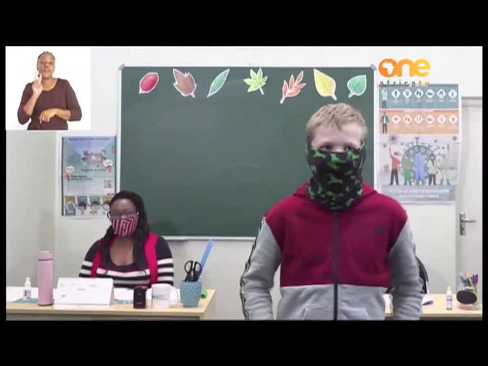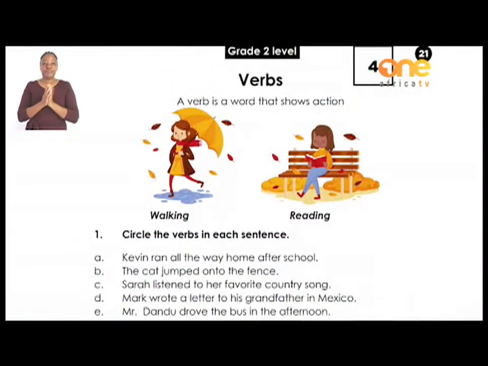So, let us take a look back at our exercise. We have the words that are meant to be circled in each sentence. Now that we know what actions are and what verbs are, let's take a look at A. Kevin ran all the way home after school. Now, we are looking for the verb. And remember, if you can't do the action, then the word is not a verb. So if I asked you, can you Kevin? That is not a verb. So our verb is the word ran. I'd like you to please circle the word ran.